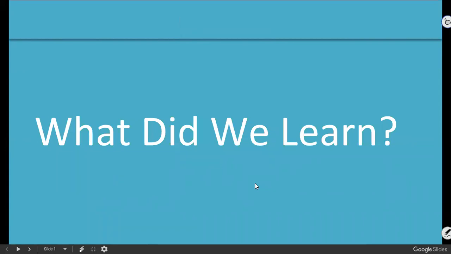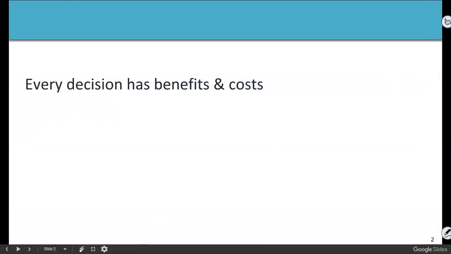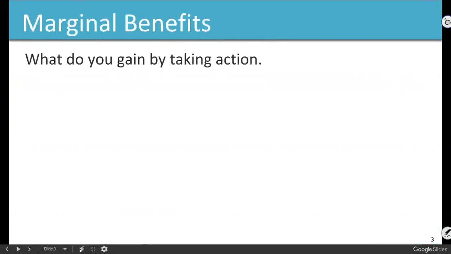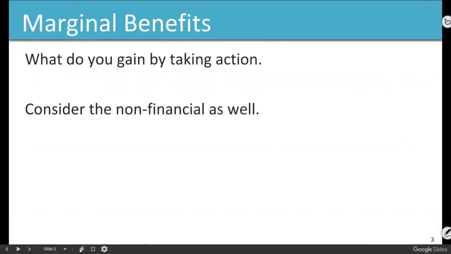But instead, I want to do this. For those of y'all that have been paying attention, I'll tie some stuff together, put a bow on things. So the question is, what did we learn this semester? Every decision has benefits, and every decision has costs. Marginal benefits, marginal costs, opportunity costs, all that kind of stuff. Marginal benefits is what you are gaining by taking action. What are the extra benefits of buying a cell phone tower, buying an oven, dating that person? Think about the non-financial as well. What are the extra stresses involved in getting that cell phone tower, getting that extra oven, dating that extra person?